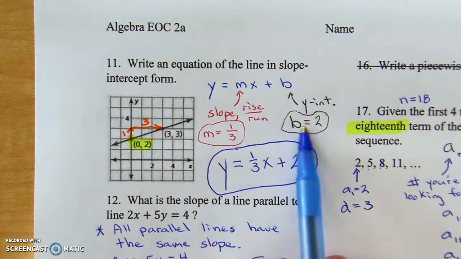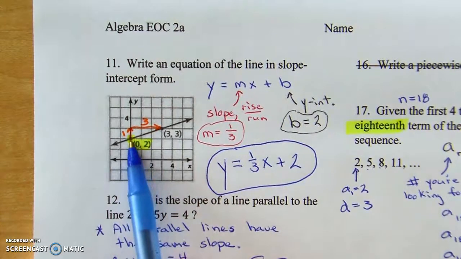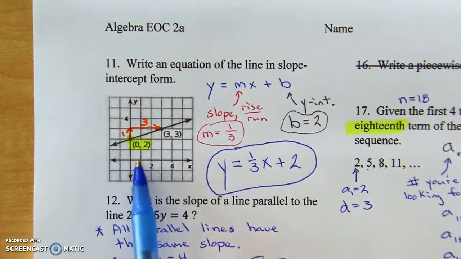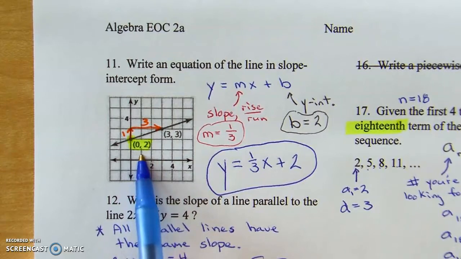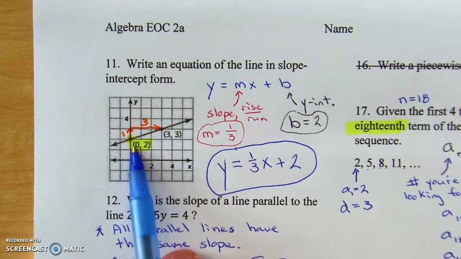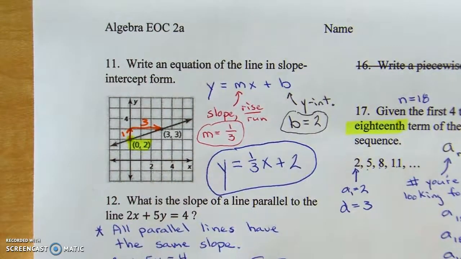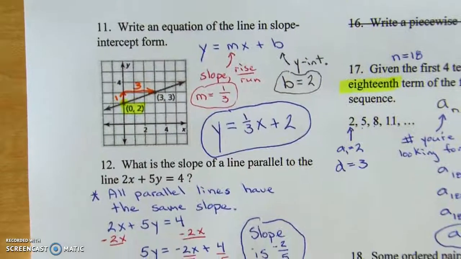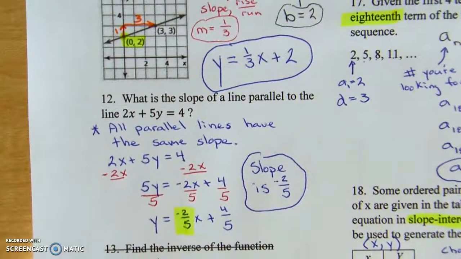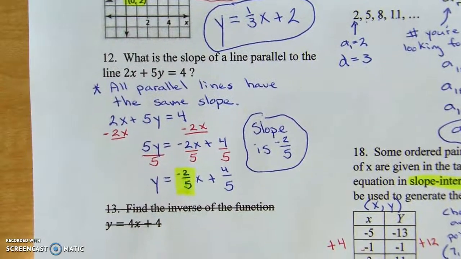In terms of the y-intercept, it's where the line is touching the y-axis. So it is at 2. So b is equal to 2, you just plug it in. During the video, of course, I'm not going to pause, so go ahead and pause if you need to do so.